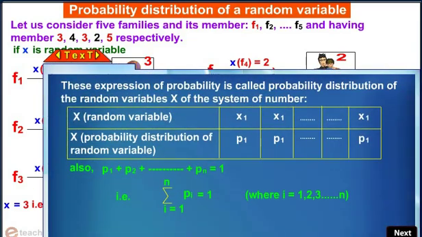These expressions of probability are called the probability distribution of the random variable X of the system of numbers as shown. Also, P1 plus P2 up to Pn equals 1. That is, the summation from i equals 1 to n of Pi equals 1, where i equals 1, 2, 3 up to n.